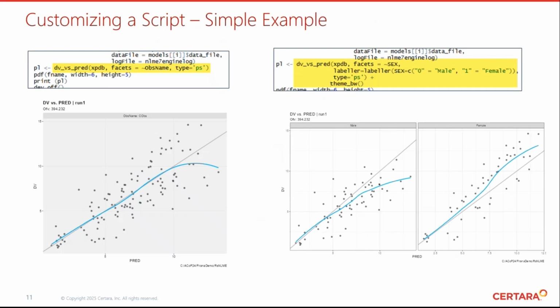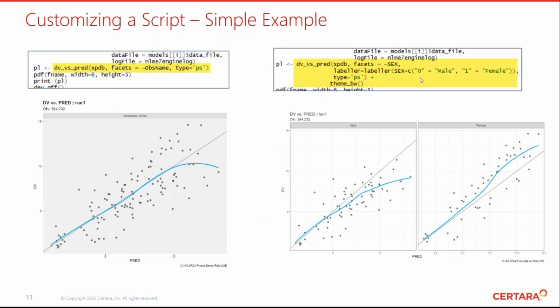Here's a very simple example. Here I've drilled down into that template script, the default DV versus pred Xpose call, faceting by observed name. This analysis only has 1 observation, so again, it doesn't facet. And the type is PS for points and smooth. You can also have PSL, which would be point smooth line, which would use a line for each individual connecting the dots. This is the default.